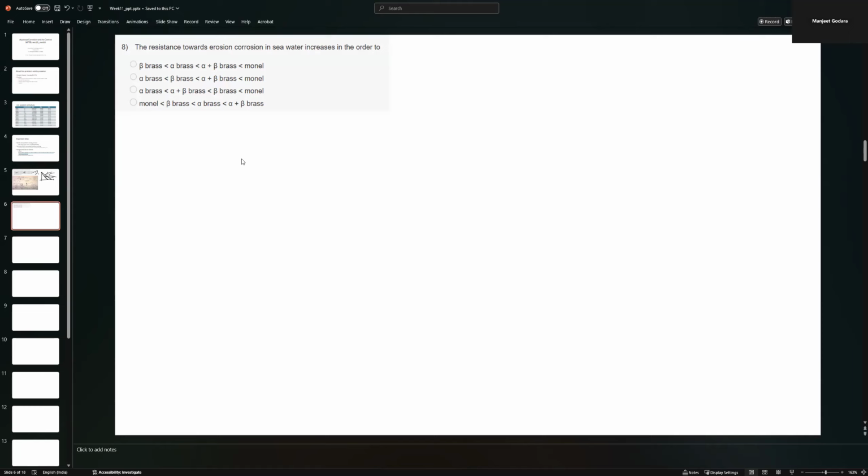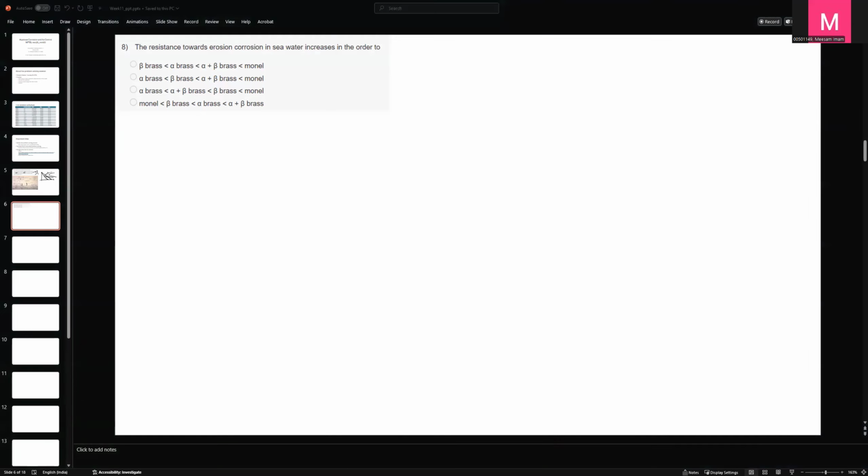In erosion corrosion, what is the important parameter in this slide? The correct option marked in the solution which was uploaded is option C. So alpha plus beta brass is lying in between alpha and beta brass. But during the course instruction, the professor told that a two-phase system has better strength and better erosion corrosion resistance as compared to a single-phase system. So alpha plus beta will be placed higher than both alpha and beta.